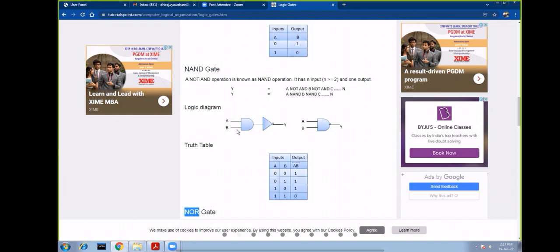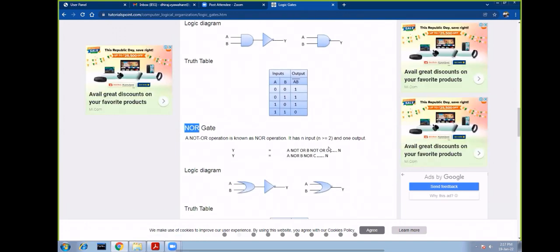If suppose both the inputs are 1, what is the output here? 1. But this is the NOT gate. Whatever the input, that gets converted to exactly the opposite, that will be represented as 0. Are you getting or not? Yes? Yes or no?